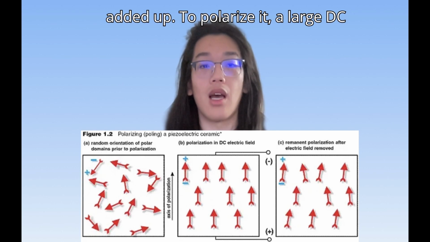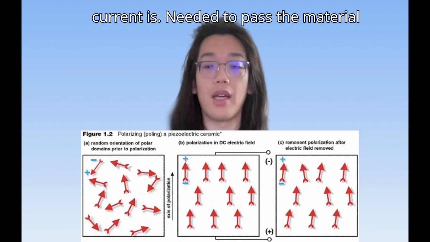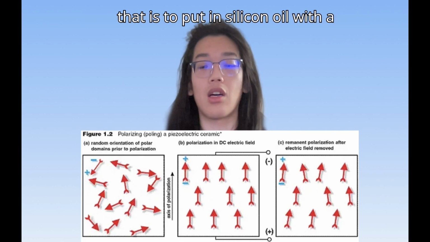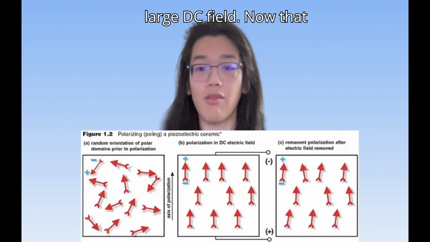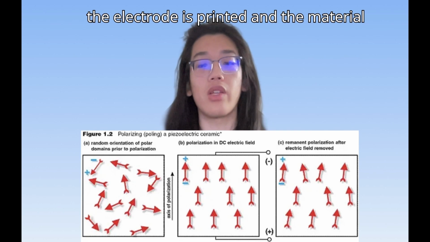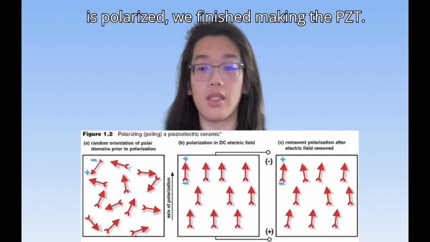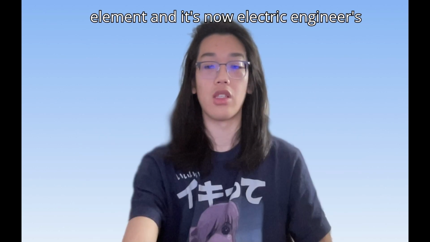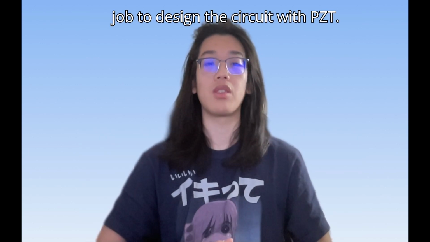To polarize it, a large DC current is needed to pass through the material for a while, and a common way to achieve that is to put it in silicone oil with a large DC field. Now that the electrode is printed and the material is polarized, we've finished making the PZT element, and it's now the electrical engineer's job to design the circuit with PZT inside.